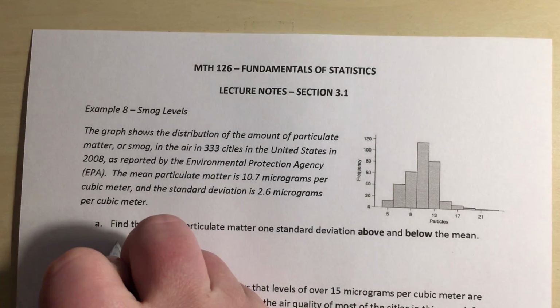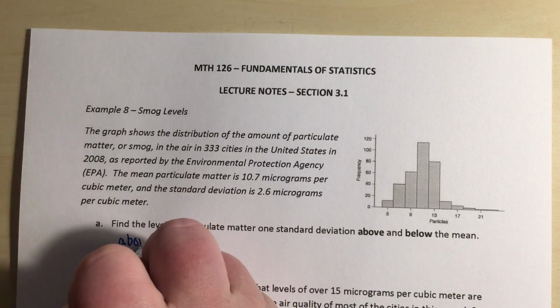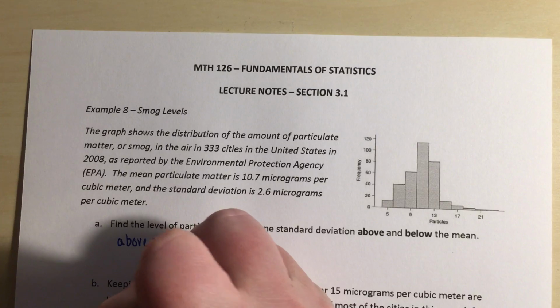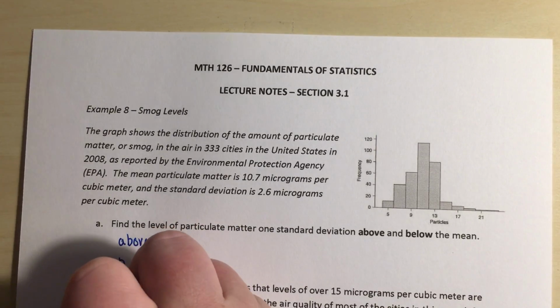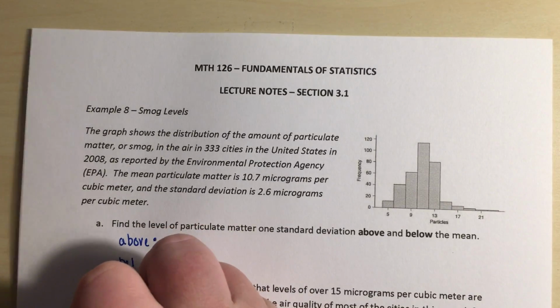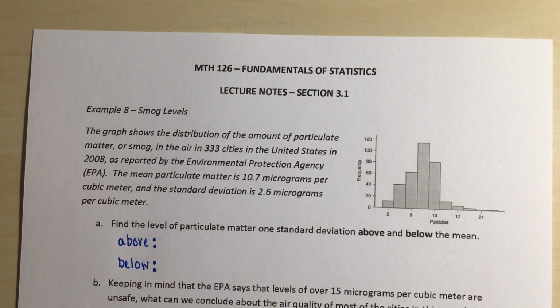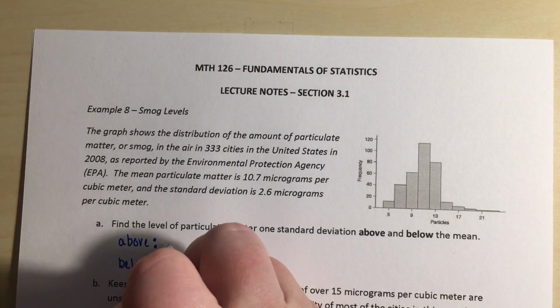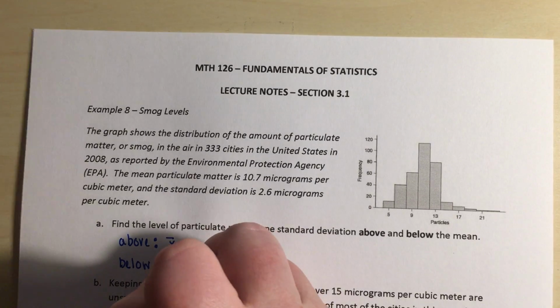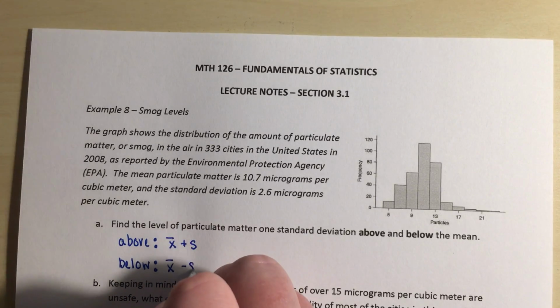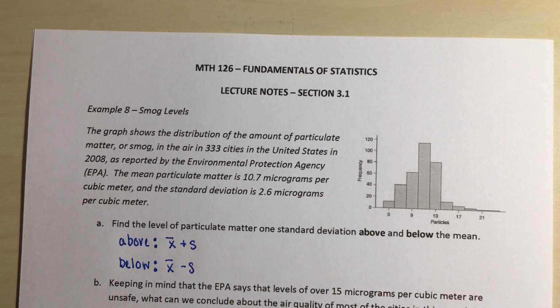All right, so I'm just going to go ahead and label these. For above, we're going to take our mean plus our standard deviation, and for below, we're going to take our mean minus our standard deviation. So we could, if we wanted to, write x bar plus s and x bar minus s. Not that we have to get that fancy, it's not really a formula. I'm just writing out how we're going to get these answers here.